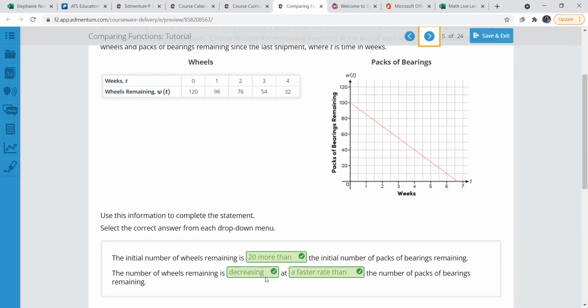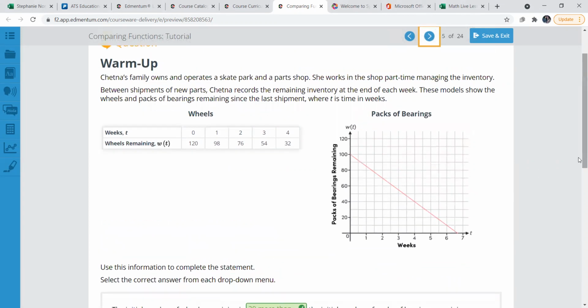The number of wheels remaining is decreasing, as you can see on our line, at a faster rate than the number of packs bearing remaining. So as you can see, we have it decreasing rather quickly here. And then you can look at our chart and wheels remaining is decreasing pretty rapidly. All right, let's go to the next part.